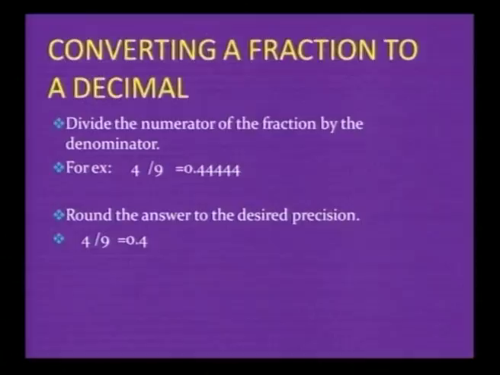Friends, now convert a fraction to a decimal. Divide the numerator of the fraction by the denominator. For example, 4 by 9 is equal to 0.444. Rounded, the answer is 4 by 9 is equal to 0.4.